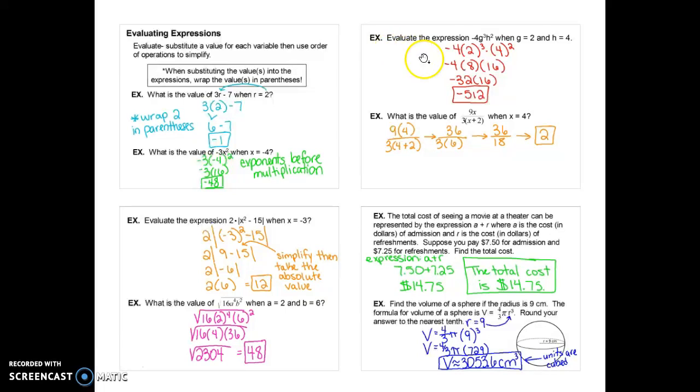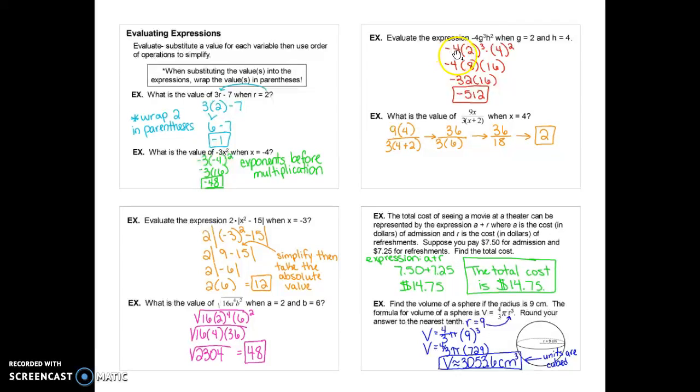Now if we move over here, we're going to evaluate the expression, and this one's a little bit larger. We have negative 4 g to the third power h to the second power. Okay, so we have two variables that we are substituting. We have g is equal to 2 and h is equal to 4. Okay, so it's going to be the same as the previous problems, however you have a little bit more information to actually be substituting in.